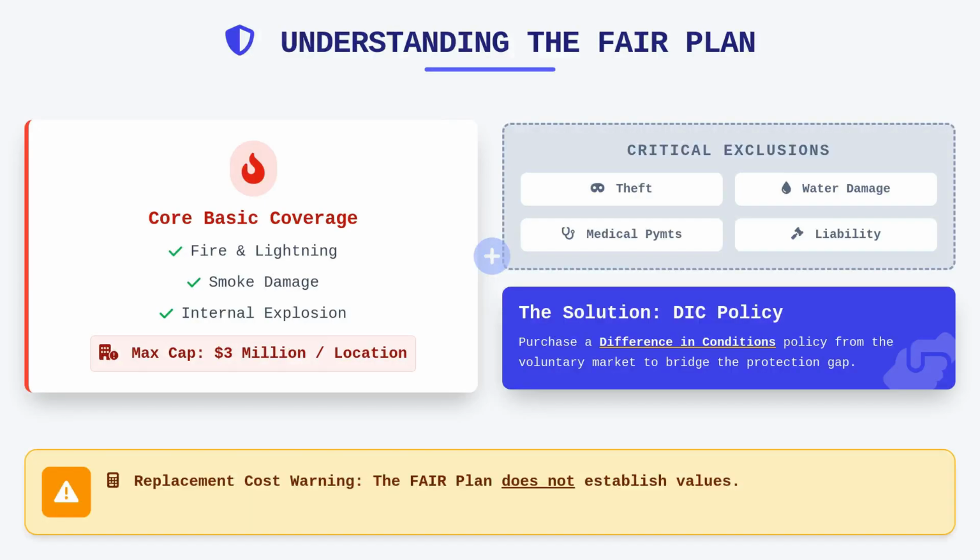The FAIR Plan does not establish the replacement cost of a dwelling, which places the burden entirely on the applicant and their broker to calculate building material and labor values accurately. Failing to properly evaluate these risk exposures leaves the property owner significantly underinsured in the event of a catastrophic loss.